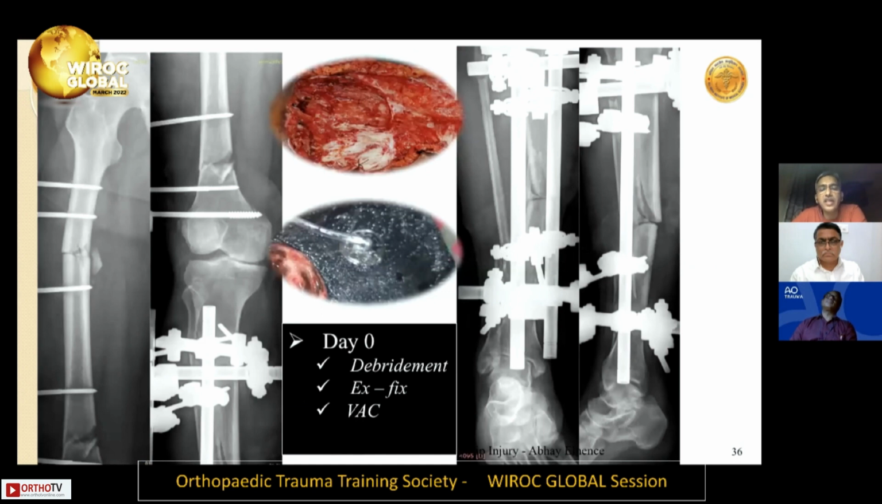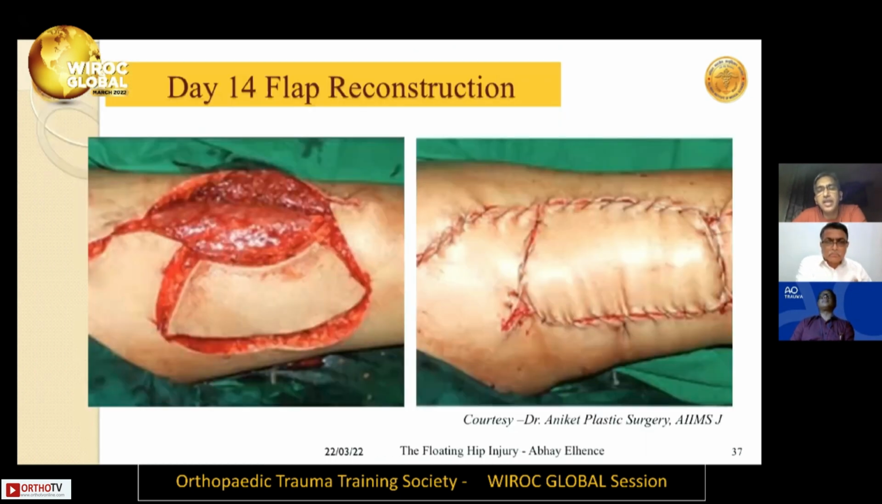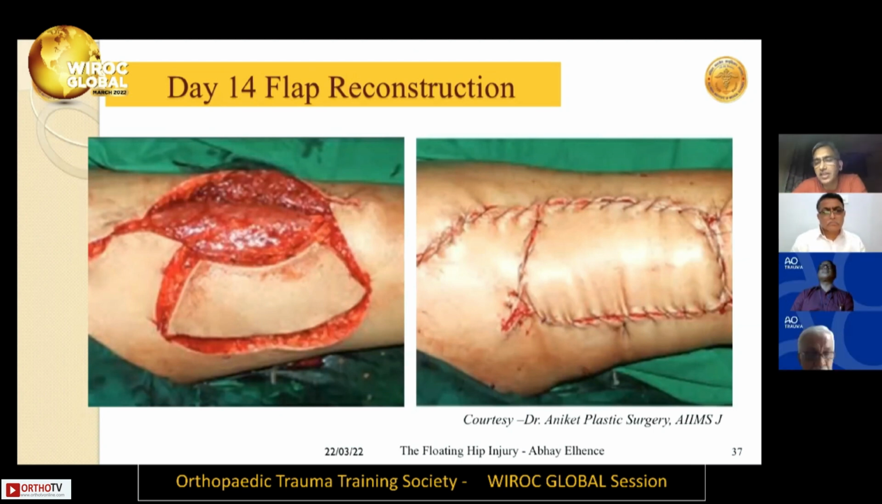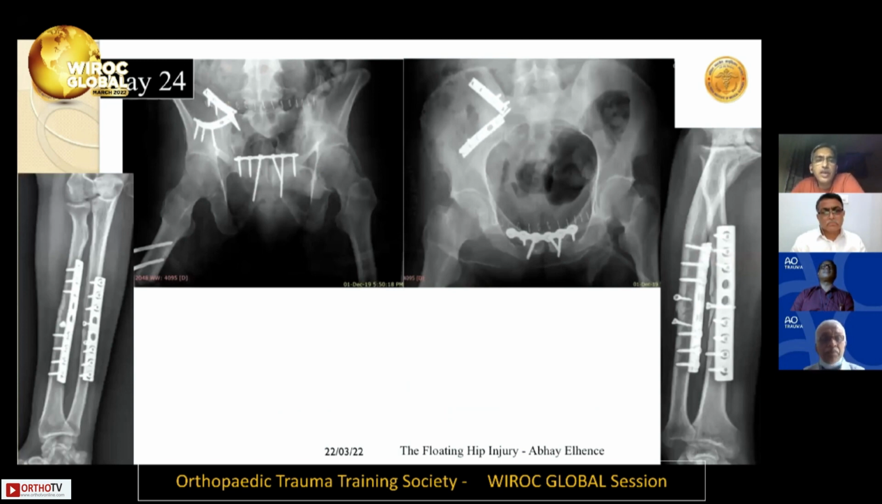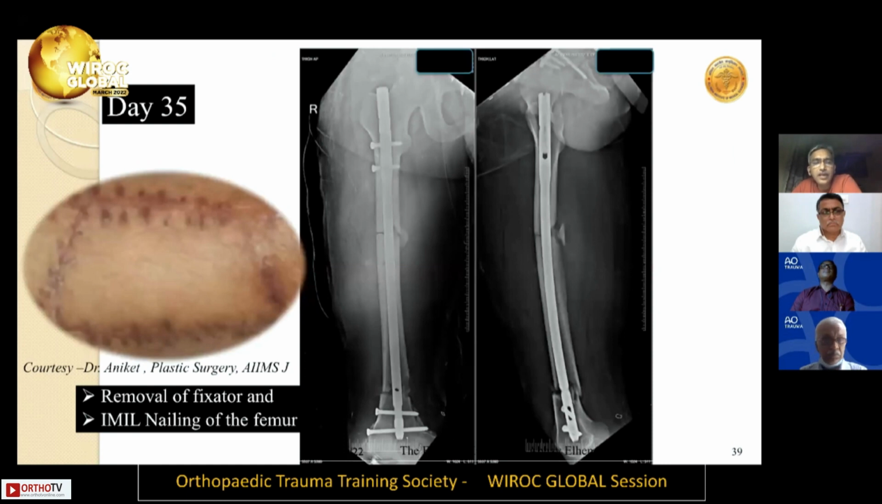So he underwent day 0 debridement and an X-fix placement for the tibia and the femur with a VAC application, a repeated debridement on day 10, and followed by a flap reconstruction by the plastic surgery team. And on the third week, he underwent internal fixation for his SI joint and his pubic symphysis, and ORIF for his both bones of the forearm. On day 35, the wound over the thigh had healed and the flap had taken up, and he underwent a removal of the fixator with intramedullary nailing for the femur.